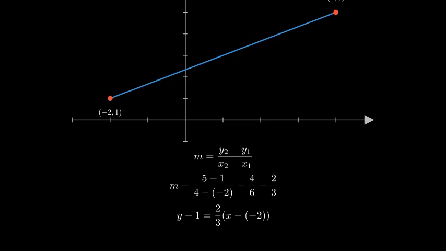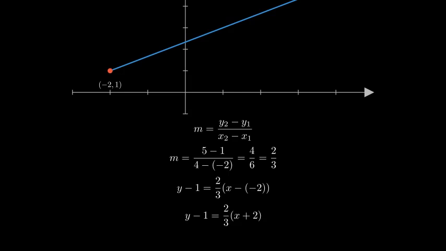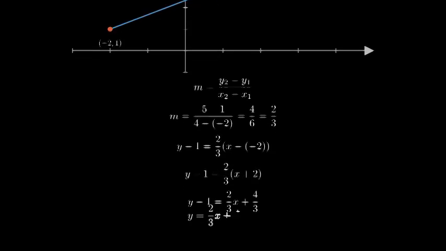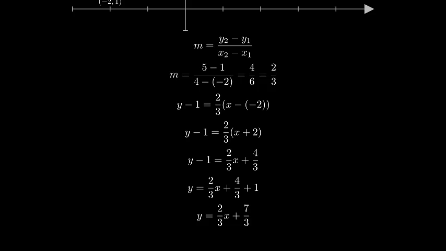Now, we can use either point with the point-slope form. Let's use (-2, 1). We get y minus 1 equals 2/3 times (x minus -2). Simplifying, y minus 1 equals 2/3 x plus 4/3. Finally, y equals 2/3 x plus 4/3 plus 1, which gives us y equals 2/3 x plus 7/3.